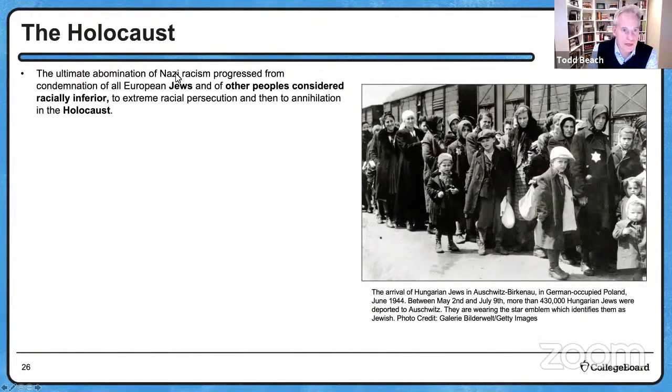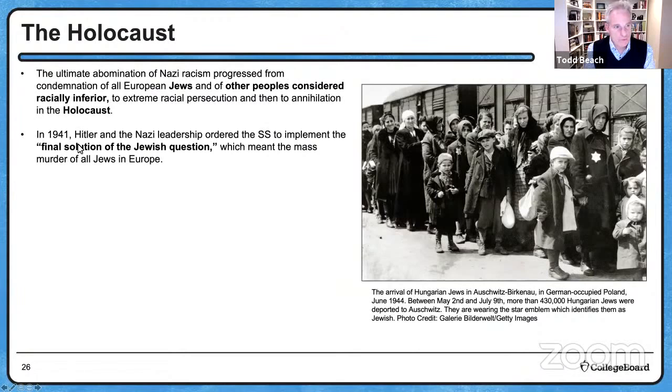The ultimate abomination of Nazi racism progressed from the condemnation of all European Jews, is where they began, and of other peoples considered racially inferior. This would include disabled peoples, people with Down syndrome, to extreme racial persecution, and then to annihilation in the Holocaust. 1941, Hitler and Nazi leadership ordered the SS, this is the secret police, to implement the final solution of the Jewish question, which meant the mass murder of all Jews in Europe.